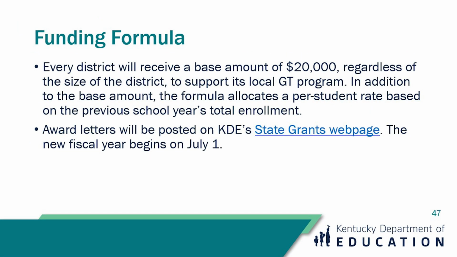So this is how those funds are appropriated. Each district receives a base amount of $20,000, regardless of the size of the district. In addition to that base amount, the formula allocates a per student rate based on the previous school year's total enrollment. If you're wondering what that amount is, those award letters are posted on July the 1st on the KDE State Grant webpage.